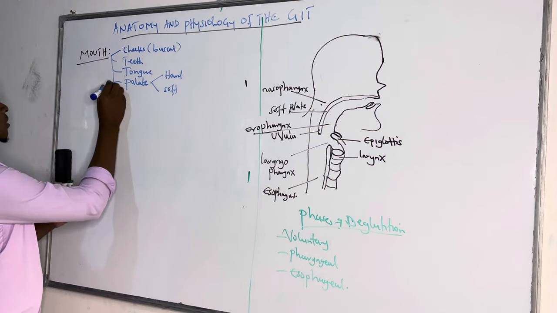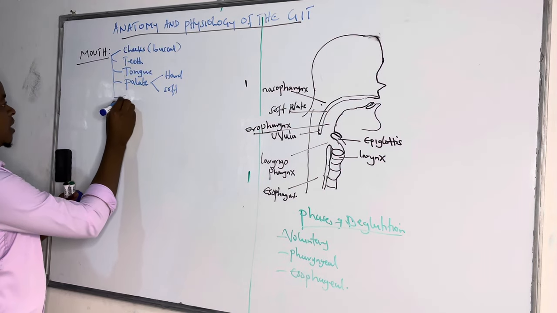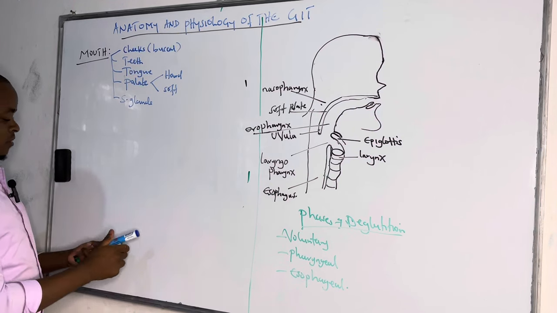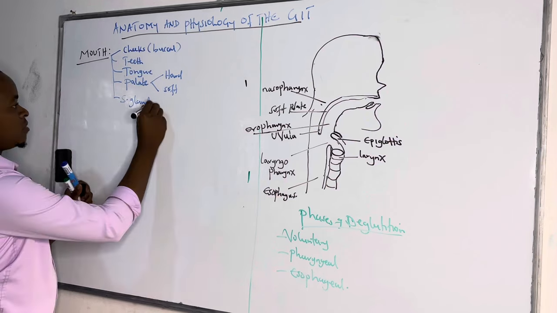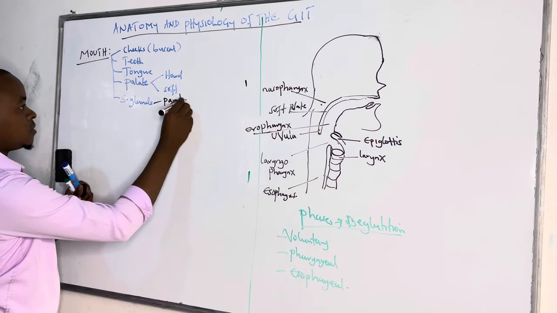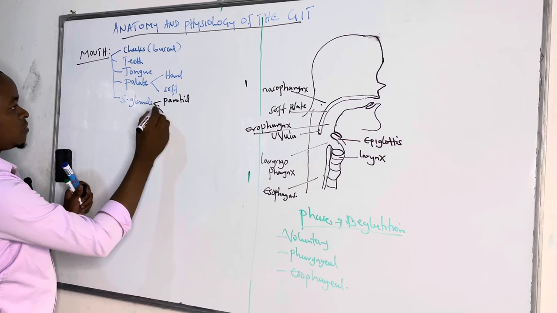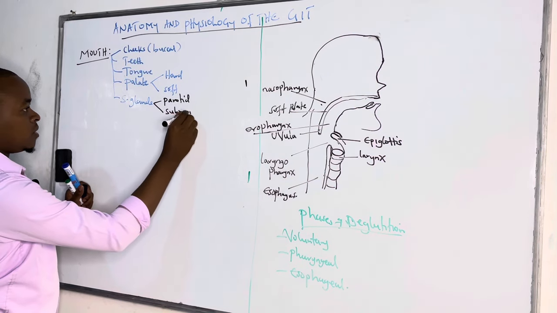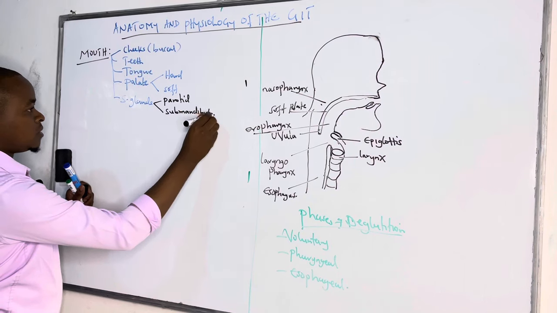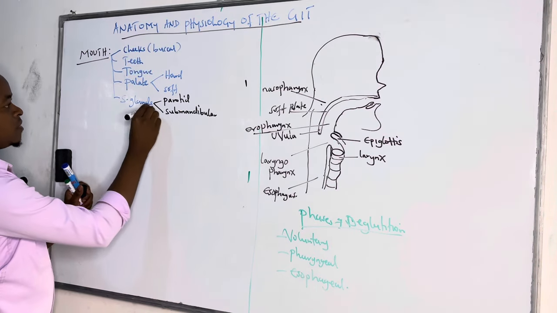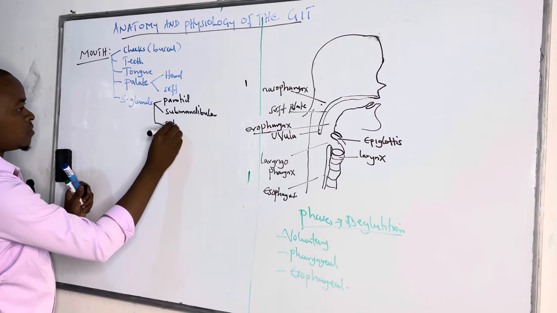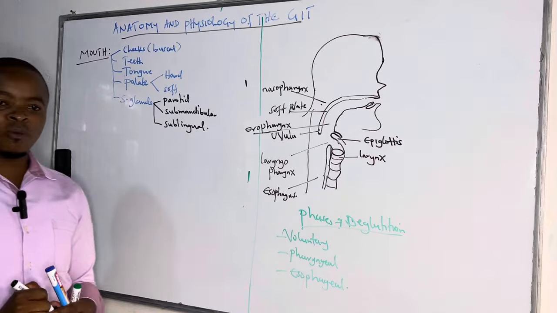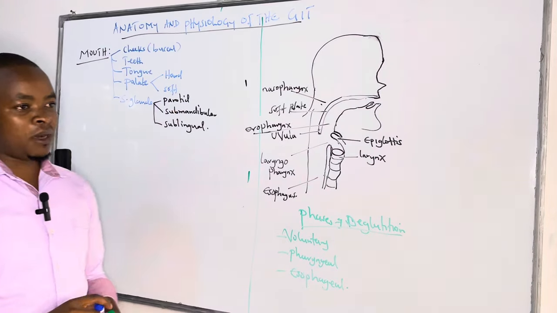Then we have glands, like the salivary glands. These salivary glands are three: we have the parotid gland, the submandibular gland or submaxillary, and then the sublingual. So these are major components that play a big role in the mouth.